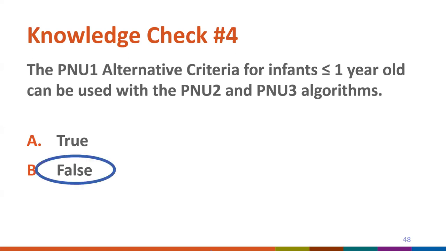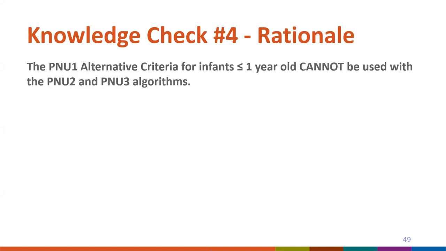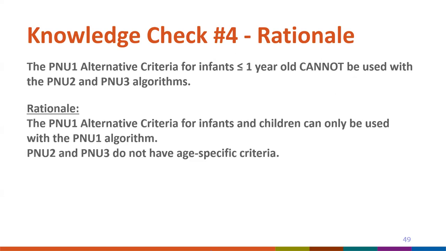And that is correct. The answer is B, false. The NEW 1 alternative criteria for infants less than or equal to 1 year old can only be used with the NEW 1 algorithm. NEW 2 and NEW 3 do not have age-specific sign or symptom criteria.